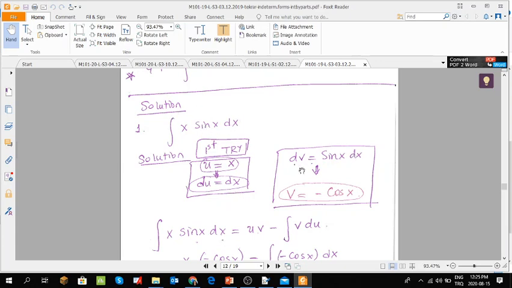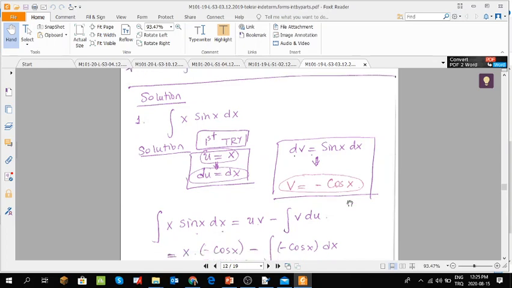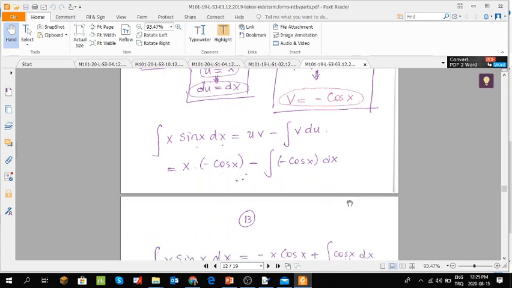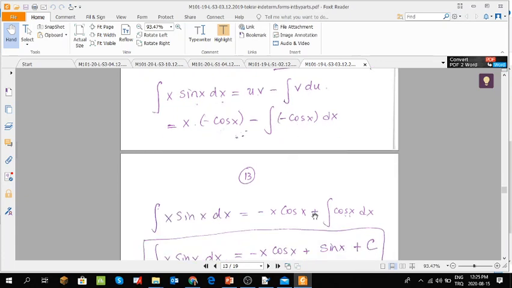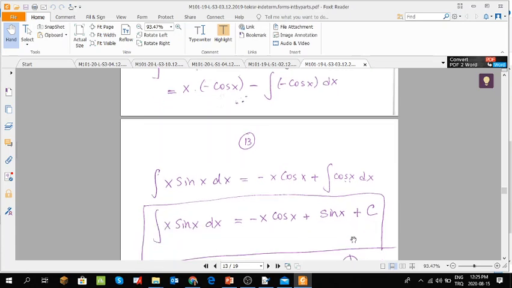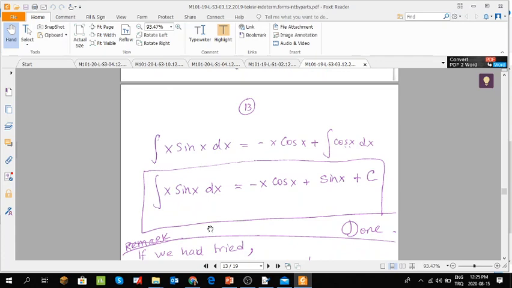Sine x dx is dv. From here, the antiderivative v is equal to negative cosine x. Then we put it in the integration by parts formula. u is x, v is negative cosine, minus the integral of v du, where v is negative cosine and du is dx. We put everything in, and then minus makes plus: negative x cosine x plus the integral of cosine x dx. Then the integral of x sine x dx is equal to negative x cosine x plus the antiderivative, sine x, plus c.